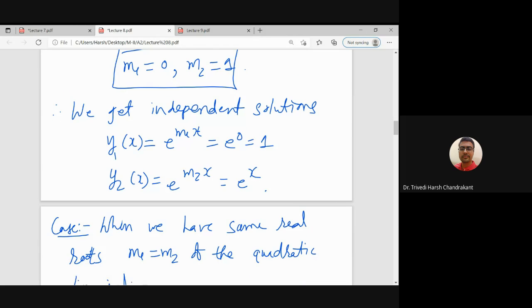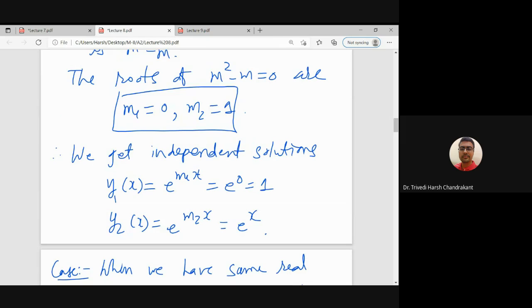Yeah. So here, in the previous example, I forgot to write the general solution. So we got two functions, y1 and y2, and we need to write down the general solution of this differential equation.